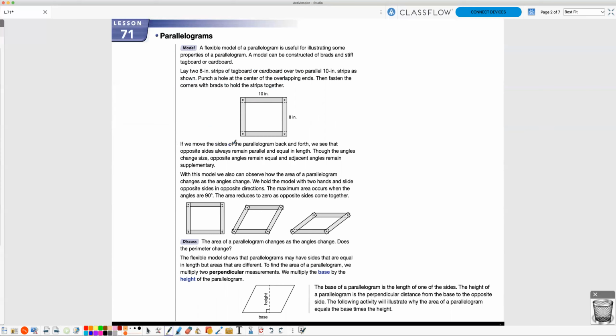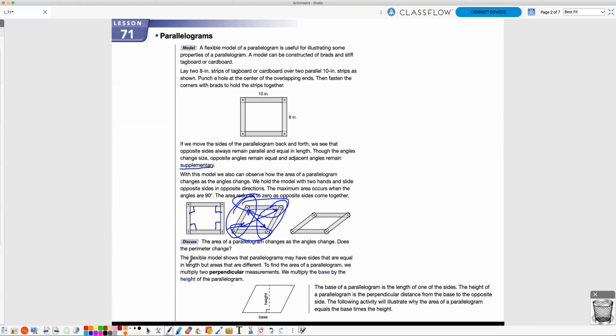And if you move the sides of the parallelogram back and forth once you've constructed that figure, you can see that though the angles change sizes, the opposite angles remain equal and adjacent angles remain supplementary. So that means they add up to 180 degrees. If you had it set up like this, this would be 90, 90, 90, 90. Then your angles might change. This angle will still equal that angle, and this angle will equal that angle. And these two angles here would be supplementary. These would be supplementary, and those would be supplementary. Doesn't matter how much you move it.